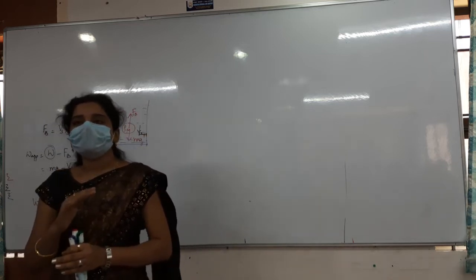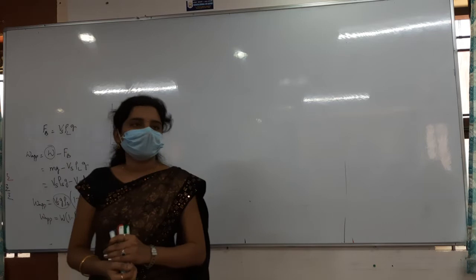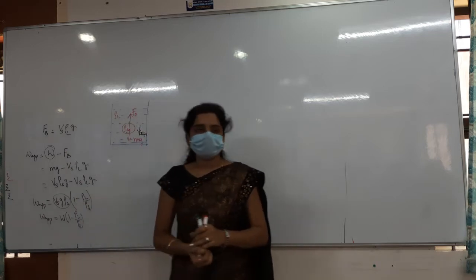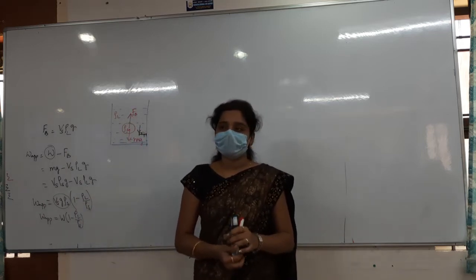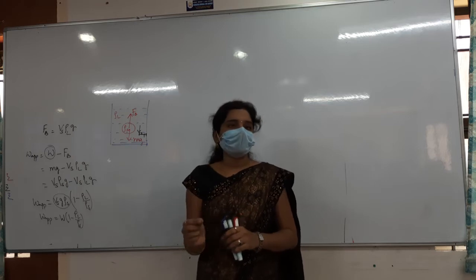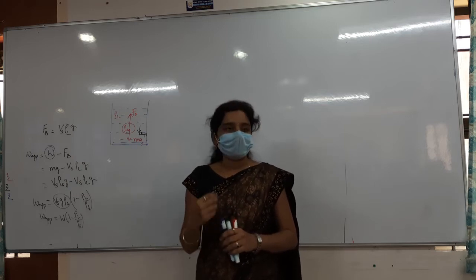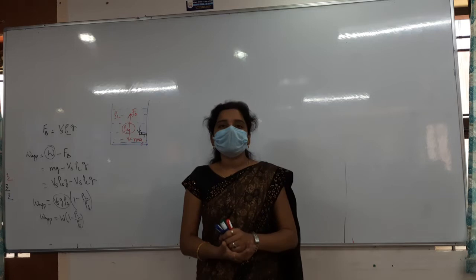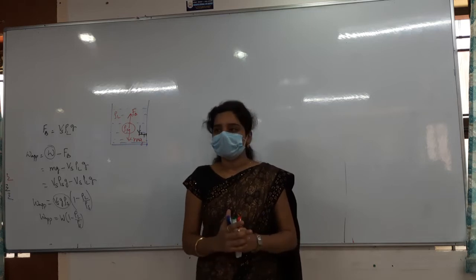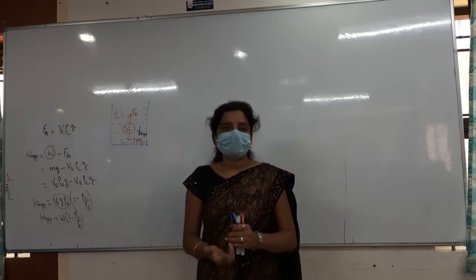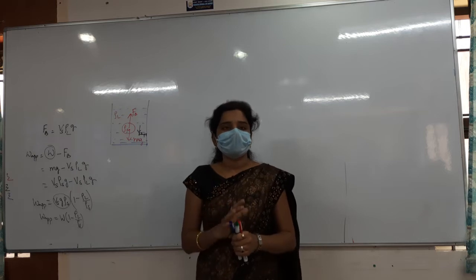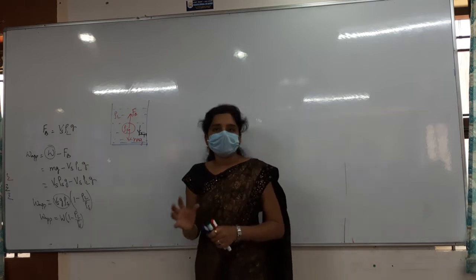Then the points which are at the same level will have the same pressure, that is rho g h only we will get. And before that I said one more point. At any one point in the fluid, the pressure will be the same from all directions. From bottom to top, or top to bottom, everywhere the pressure will be the same only. That is about the first point.